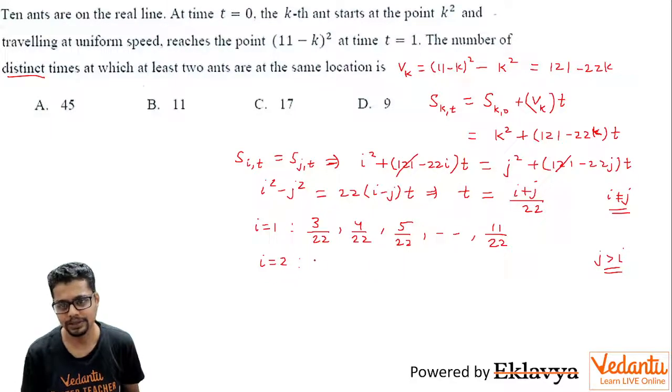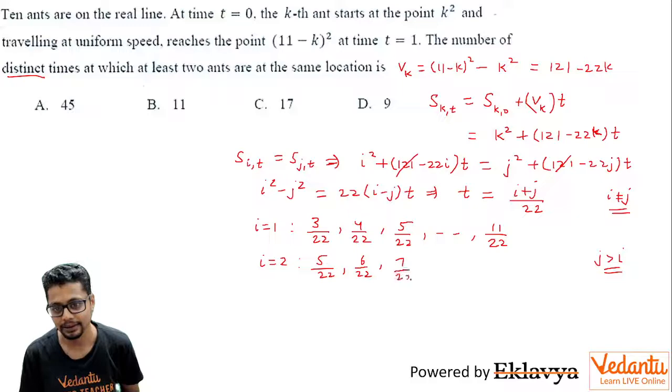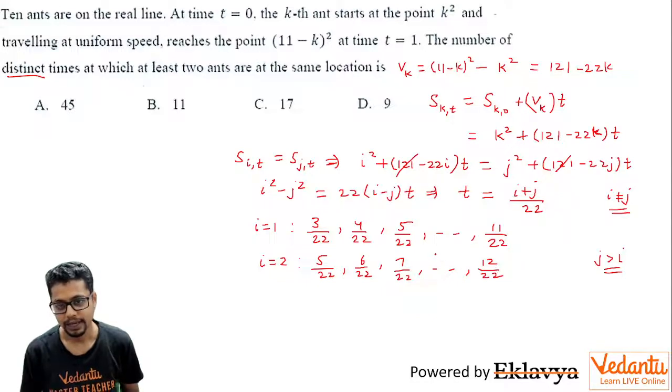So 2 plus 3 is what? 5 by 22. Then you have 2 plus 4 is 6 by 22. So 6 by 22 is the time instant at which second and fourth end are meeting. I hope now I have repeated enough and you are understanding. So and so forth, you get what? 12 by 22.